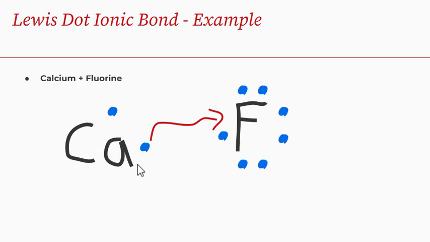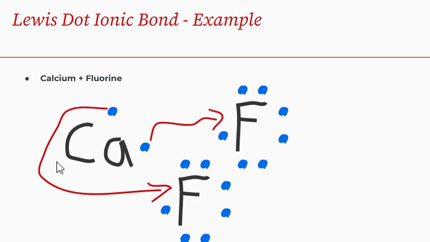But calcium is still not stable. It still has 1 electron. So we need a second fluorine atom that then takes this electron. So this is the first step. If you remember, our first 2 steps are the electron gets lost by one and then accepted by the other. Then, how you'd write this, so this is the first step. You'd write this for your Lewis dot structure.